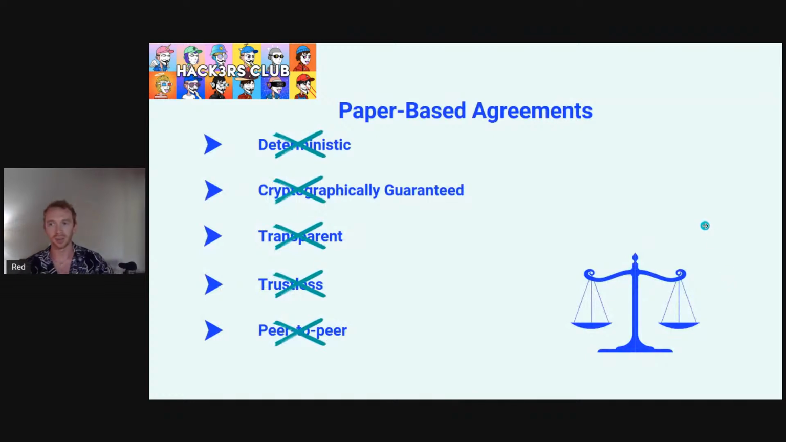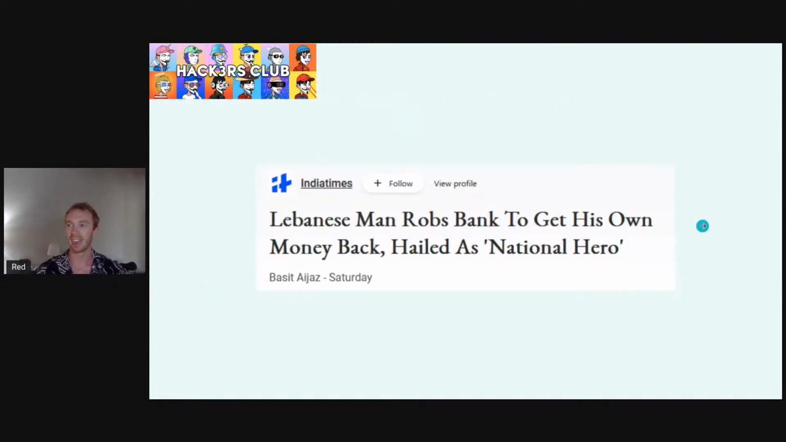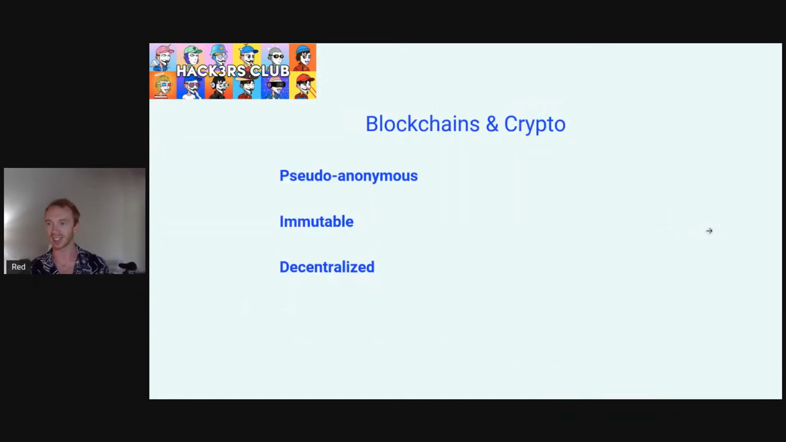Yeah, back to paper-based agreements. They're not deterministic or transparent or peer-to-peer or any of those very nice things that we just mentioned. So that is why we want to build with smart contracts. These are examples of paper-based agreements that I thought were kind of ironic or funny things that happened. This happened last week: a guy in Lebanon robbed a bank to get his own money back. That sounds like a joke on The Simpsons, but things like this happen. You think it's your money, you can't get it back, so let's build a permissionless system. And there's a couple more things like that.